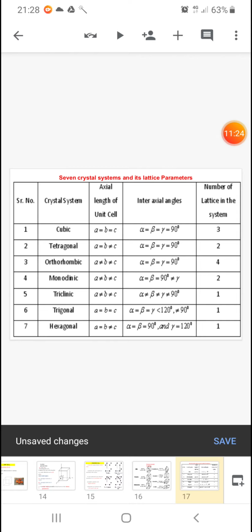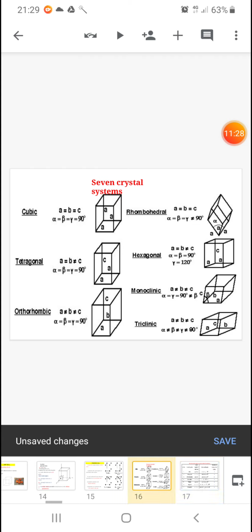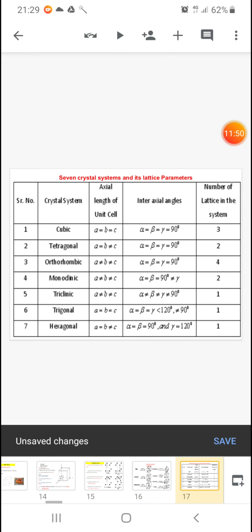First of all, we take the cubic structure. In the cubic structure, A is equal to B is equal to C. The angles alpha is equal to beta is equal to gamma, and that is equal to 90 degrees. Now, the example of the Bravais lattice is the simple cubic structure, and the number of lattices in this system is 3.